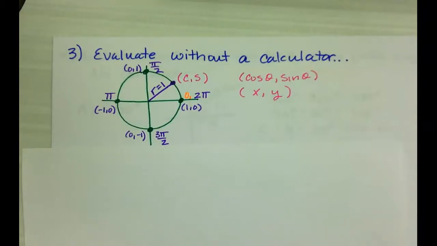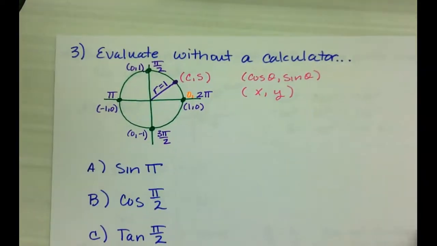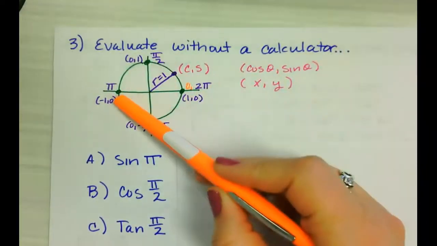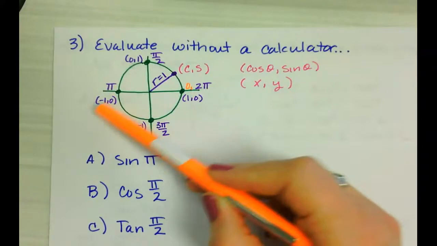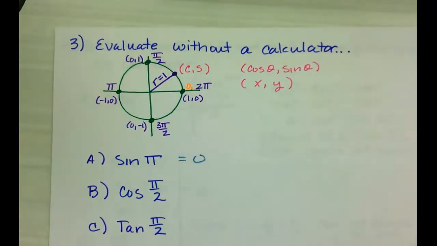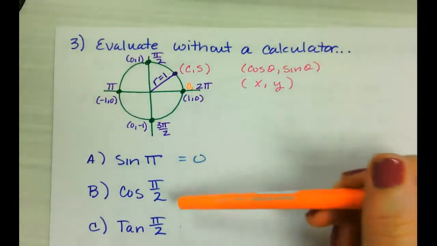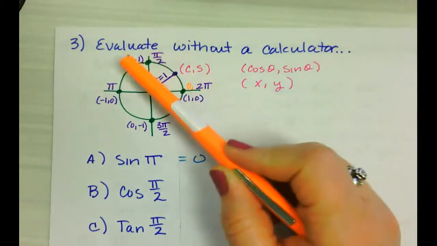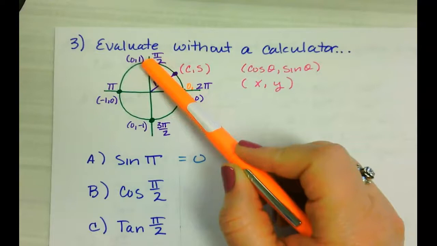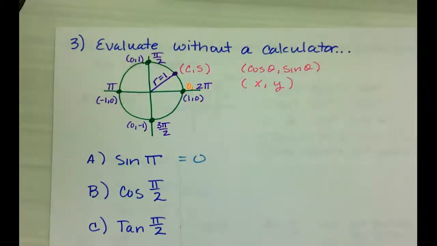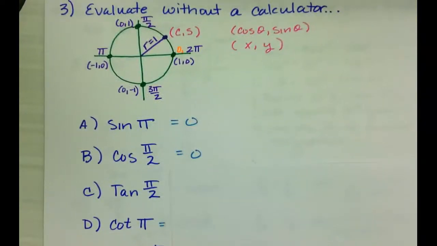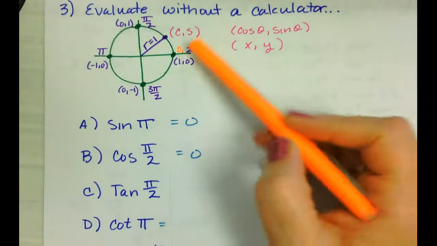Okay, and so we're going to answer some questions and practice that. All right, so the first one is sine of pi. So pi is over here, and it's cosine, sine, so sine is 0. Now we're going to do cosine of pi over 2. Pi over 2 is up here. The coordinate is 0, 1. The coordinates represent cosine, sine, so that means cosine of pi over 2 is 0. Nice and easy, right?